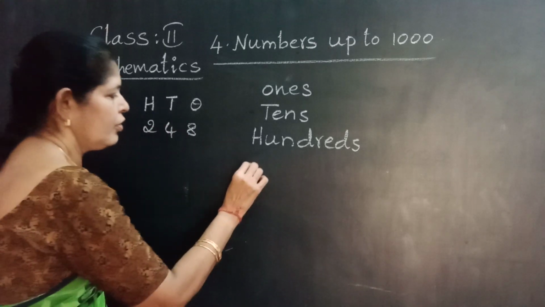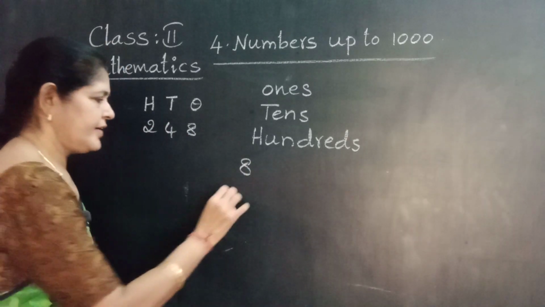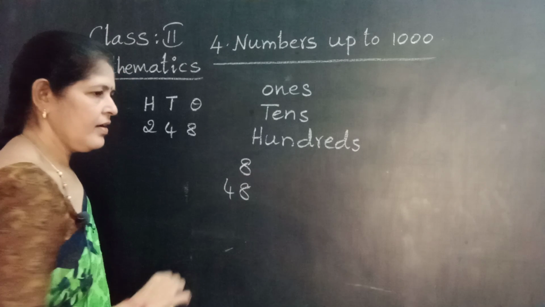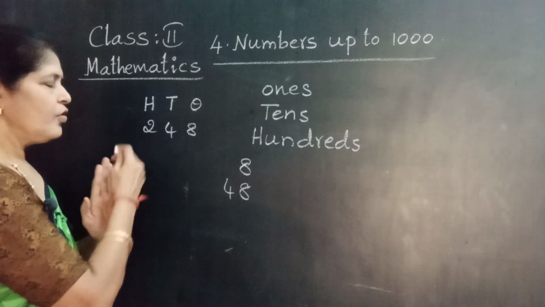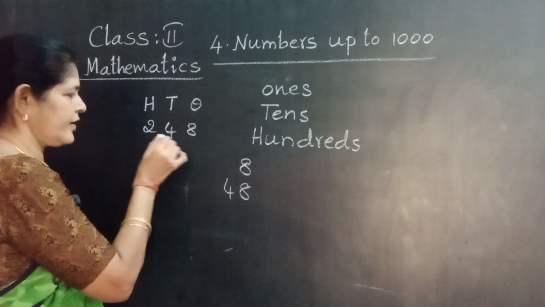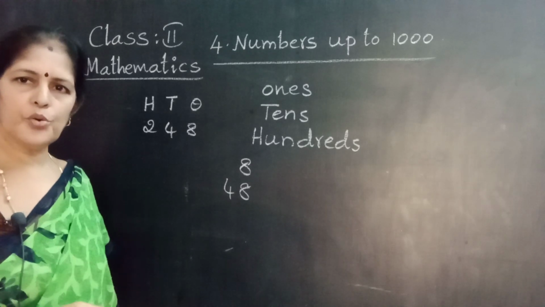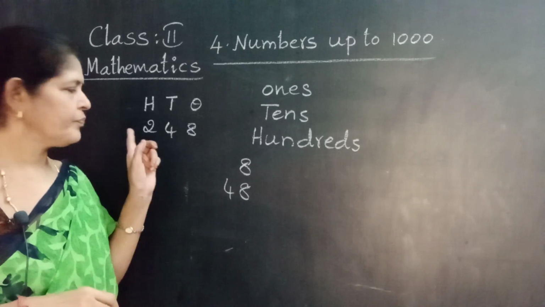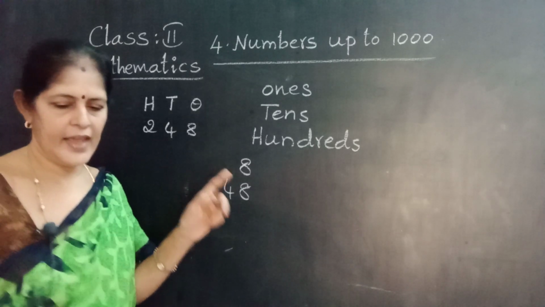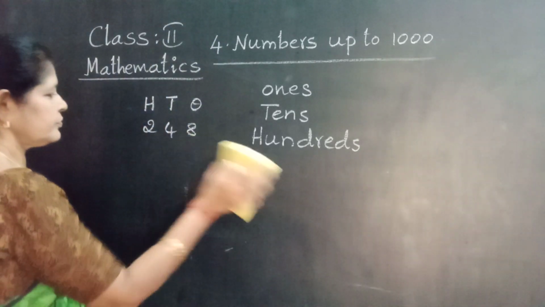Already we know what this number is: 8. Now read this number, 48. Like that we follow the rule. 248. Next one.